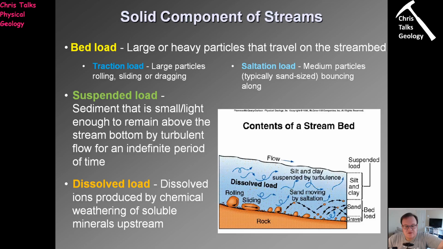It's the same process with minerals and bits of rock. The minerals within those rocks will dissolve, and their constituents will dissolve into the river water. Okay, so rivers will move sediment as either part of the bed load, suspended load, or dissolved load. And if your sediment is part of the bed load, it will be moved by either traction or saltation.